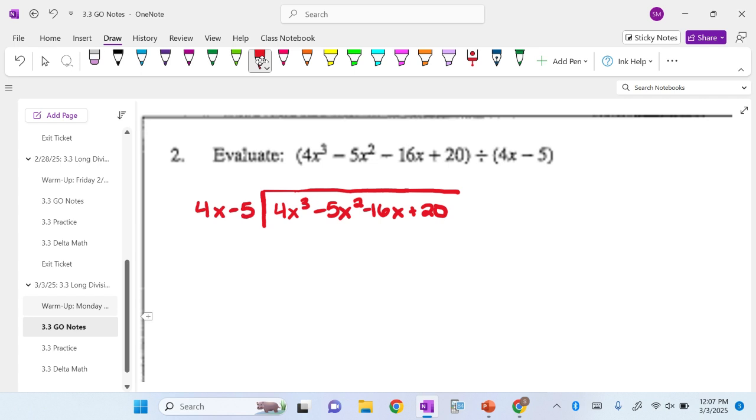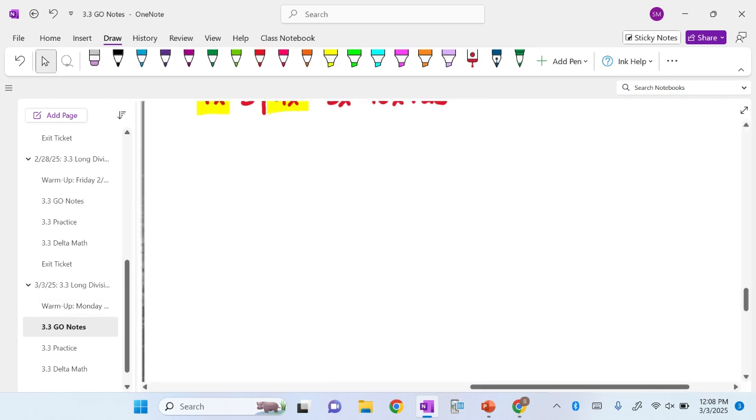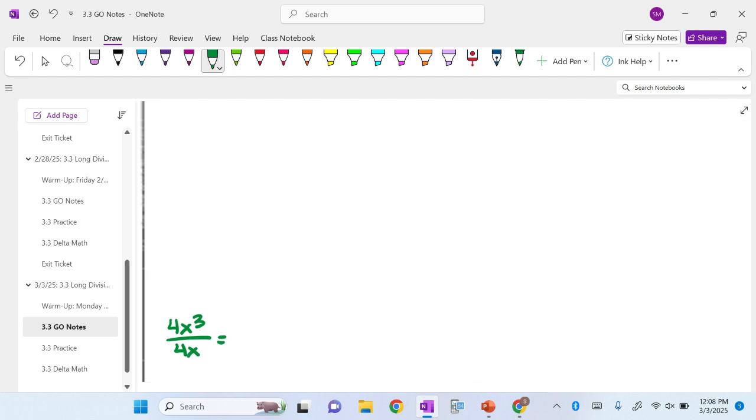All right. So let's go through this together. So let's go with Jasmine. What's my very first step? Right, divide my first 2 terms together. So I'm going to do that down here. So this is 4x cubed divided by 4x, which will give you what, Jasmine? X squared, because 4 divided by 4, that's 1. X cubed divided by x, if you took 1x away from x cubed, that leaves you with x squared.